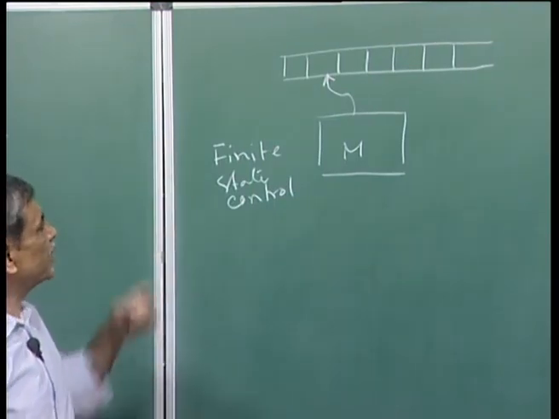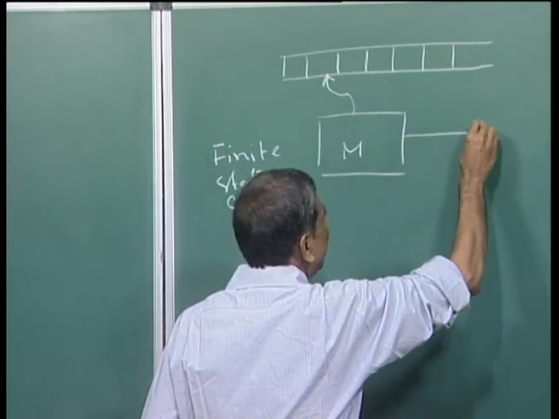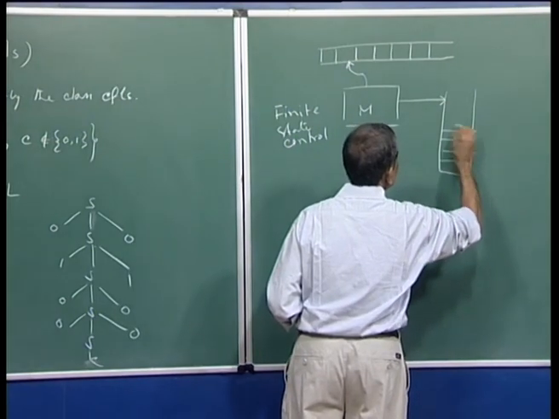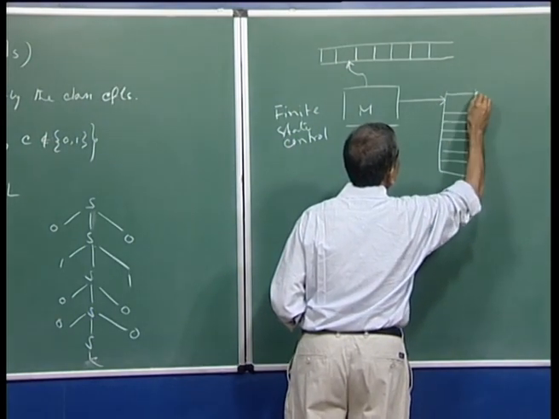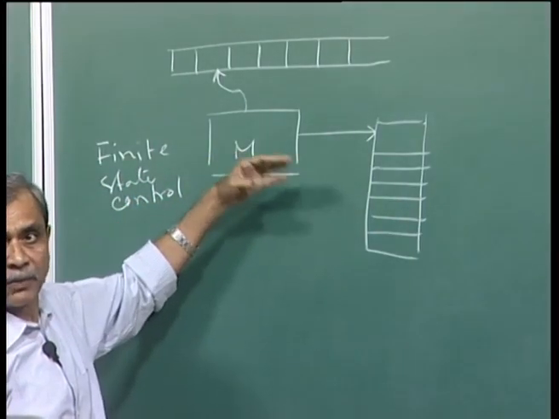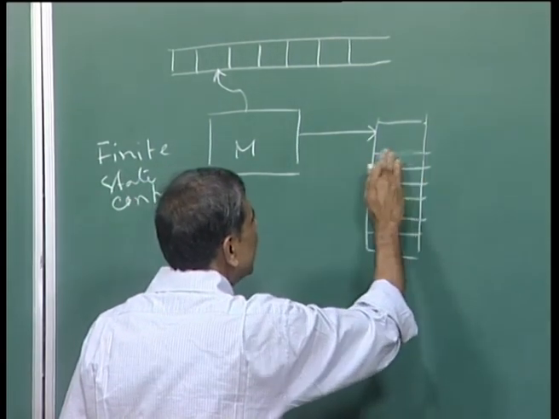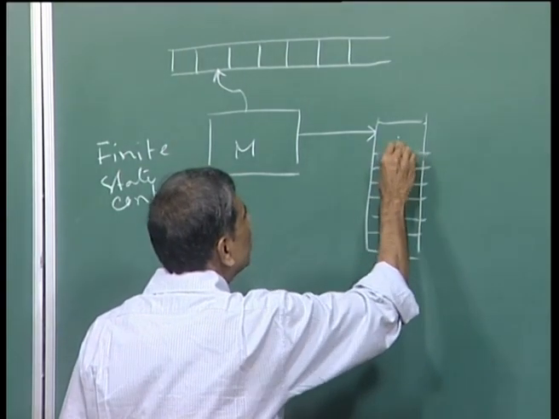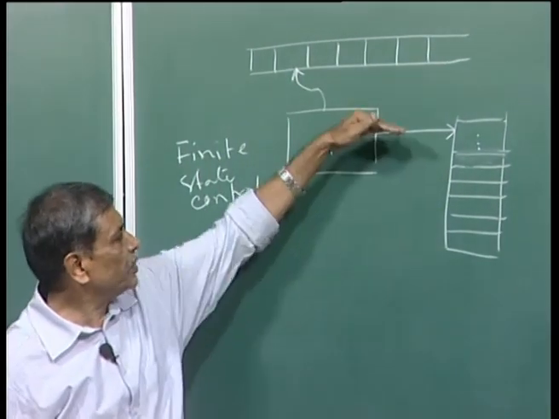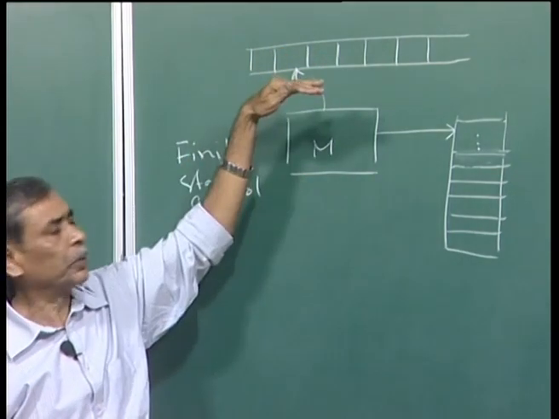In addition to this head, there is another head, and this head is for reading the top symbol of a stack. So, this is the stack, and mind you, the stack can grow arbitrarily large, and similarly it can shrink also. A stack can grow in size and then again come down, go up, grow and so on.